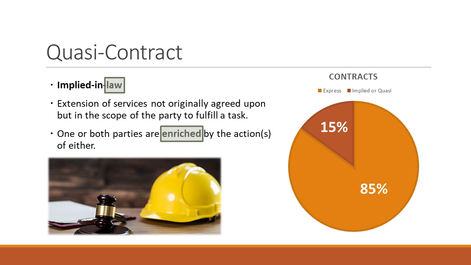If the one party performed services or provided goods to the other party, and that second party accepts and receives those goods, then we have created a quasi-contract. The party receiving those goods, if they don't pay for them, is unjustly enriched, and the party giving those goods or services can bring a claim for quasi-contract. So does that make sense between the three of them? Does anybody have questions between an express, implied in fact, and implied in law agreement?